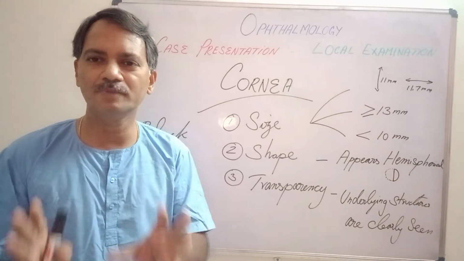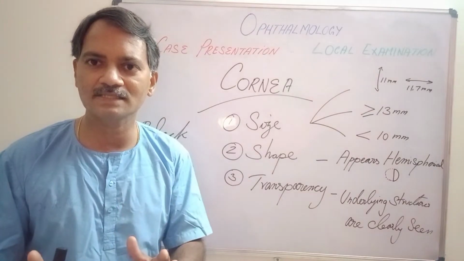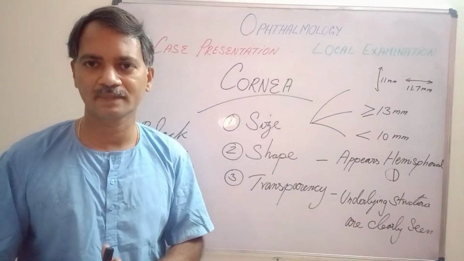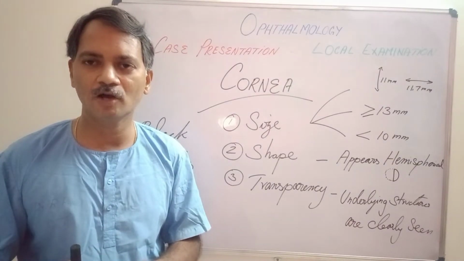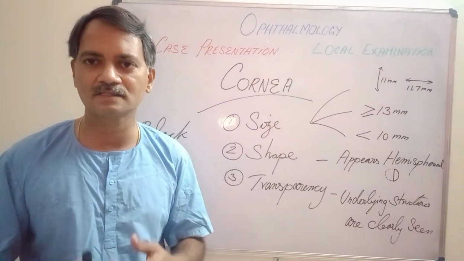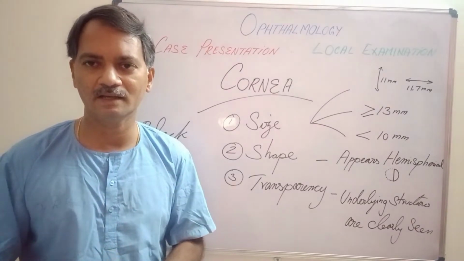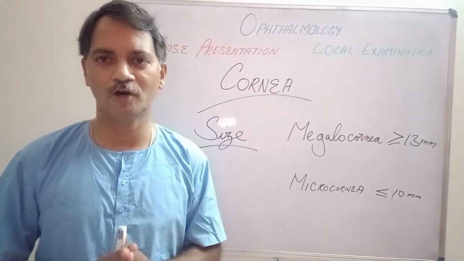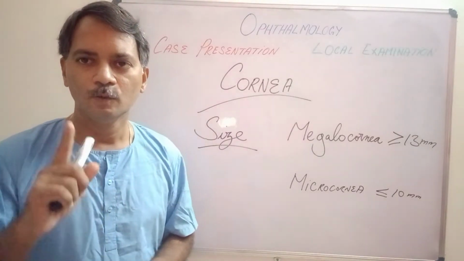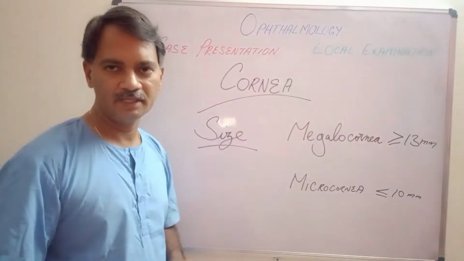Cornea appears to be black in color, but actually it is colorless and transparent. Then why does the cornea appear black in color? Because of the underlying iris. The iris is giving its color to the cornea. When we see about the abnormalities in the size of the cornea, we talk about megalocornea and microcornea.